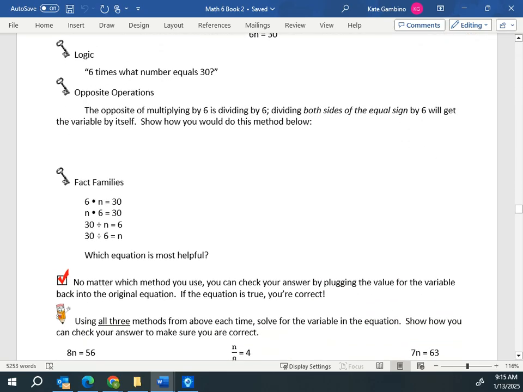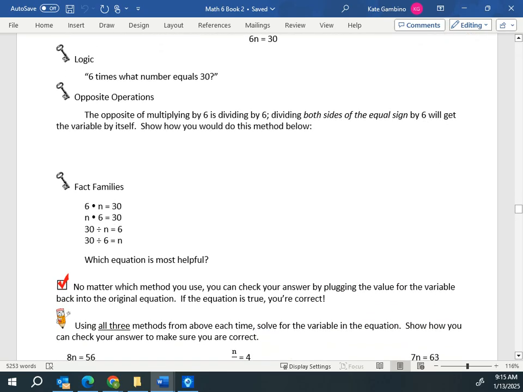The second one is opposite operations. The opposite of multiplying by 6 is dividing by 6. So addition and subtraction went hand in hand, multiplication and division go hand in hand. So when we do the opposite operation, we're going to be dividing both sides of that equal sign to keep it balanced. And that's going to get us our variable by itself.